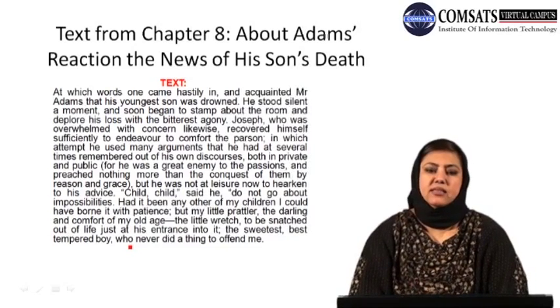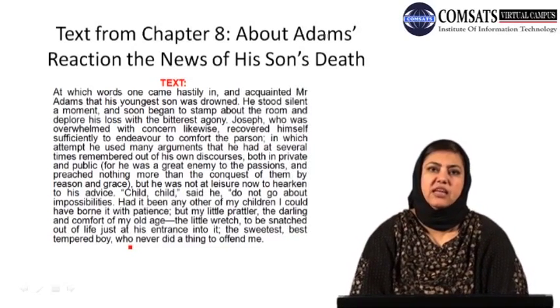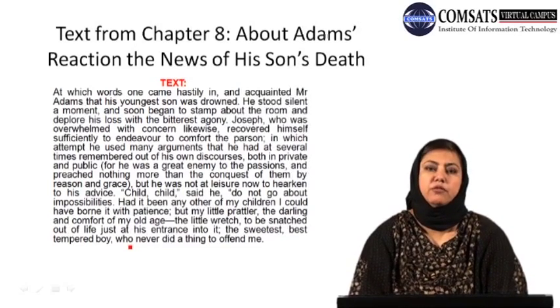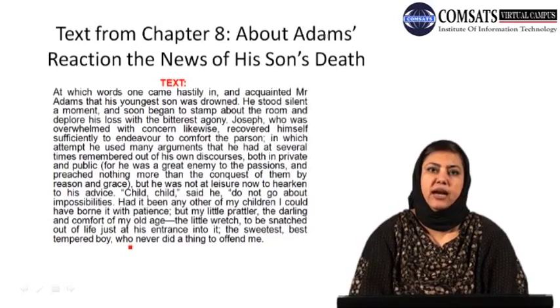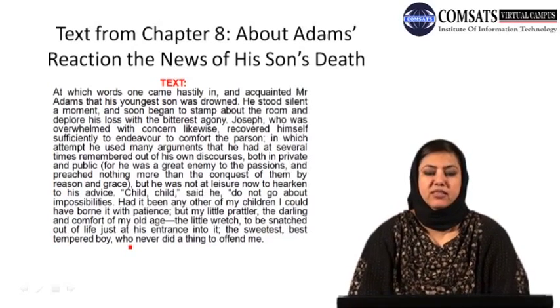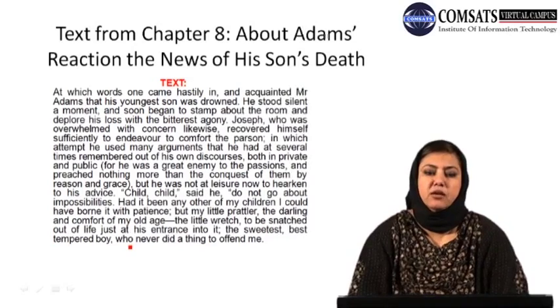Here is some more text that is taken from this chapter. This chapter is very important in terms of exploring human nature and providing insights into human psychology. This part of the text is about Parson Adams' reaction to the news of his son's death.